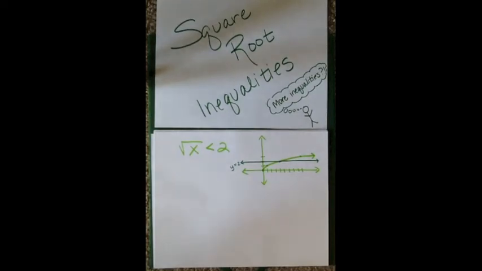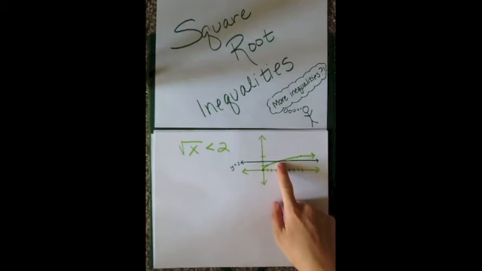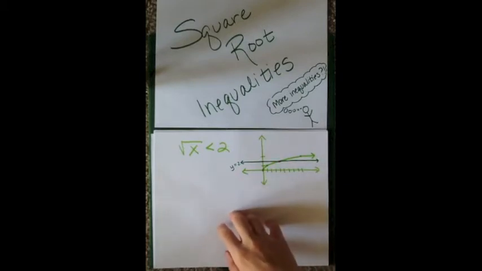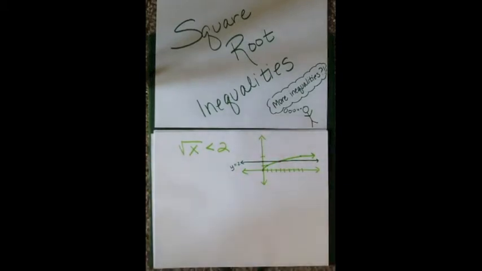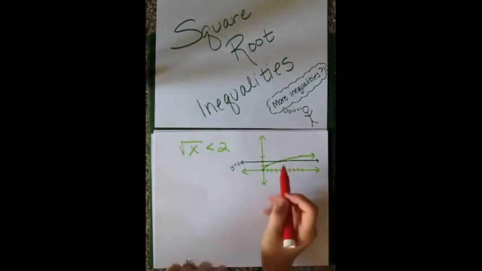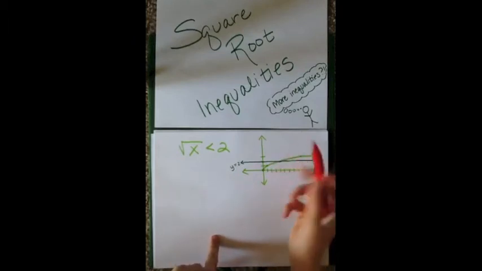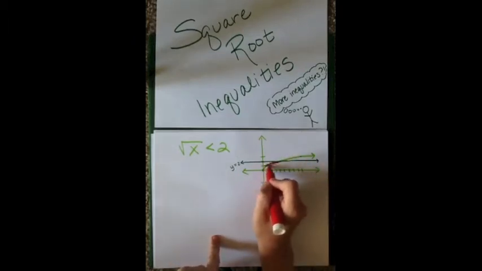If I were looking for where they were equal, that would be pretty easy. It'd be right here at x equals 4. But I'm not looking at where they're equal. I'm looking at where the square root of x is less than 2. So where it is less than is all of that space on this graph that's below this line. So it's all of this.